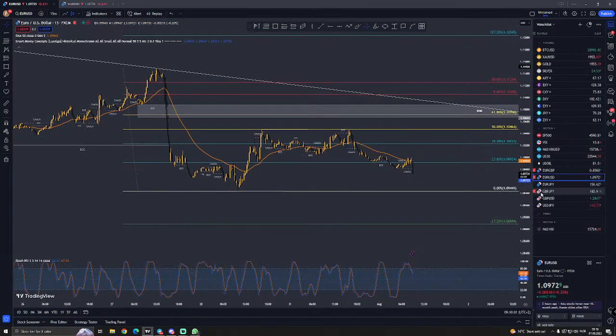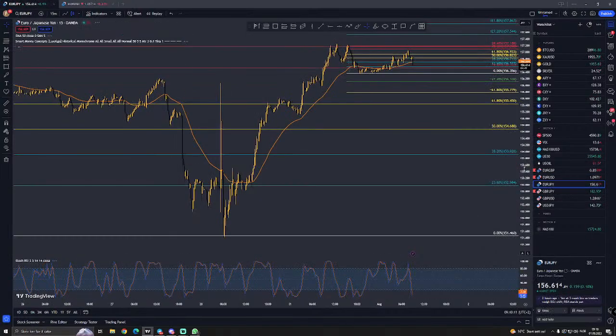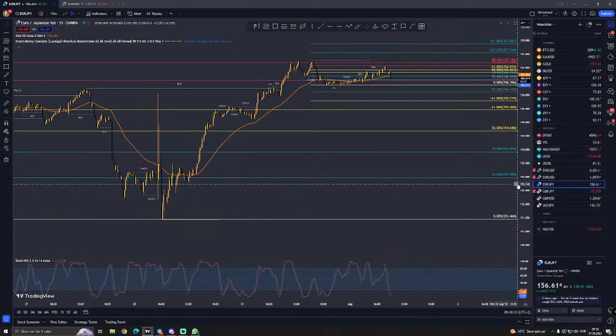Maybe Jeremy has something else. The next pair that is crossing my... So Euro JPY.